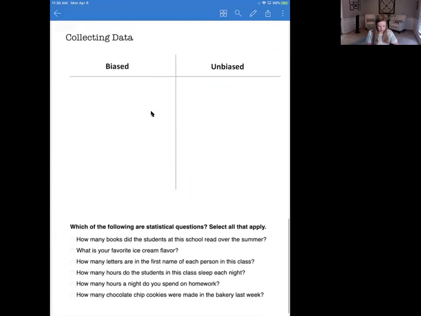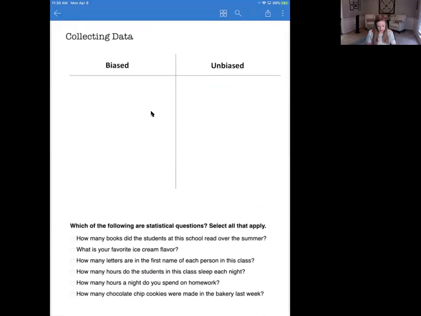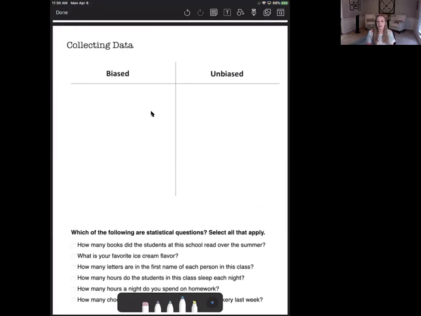Last section we're going to look at is collecting data. A lot of you are still asking me questions about the word biased and unbiased. You want to be unbiased when you are collecting data. So things you can do to be unbiased is that you want to be random. You could ask everybody in the population, but if there's too many, you won't want to ask everybody. But you do need to ask a random assortment of people, and you want to ask enough people.